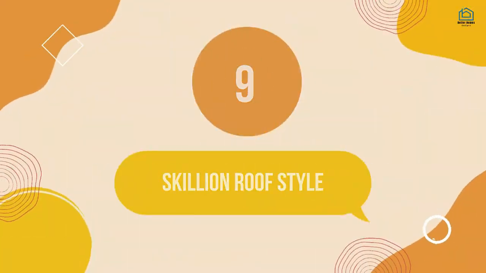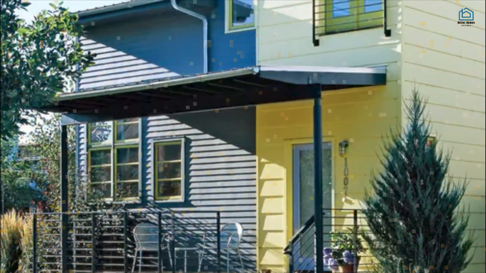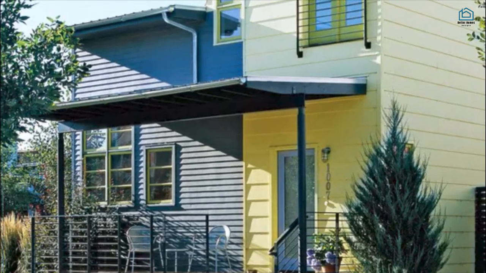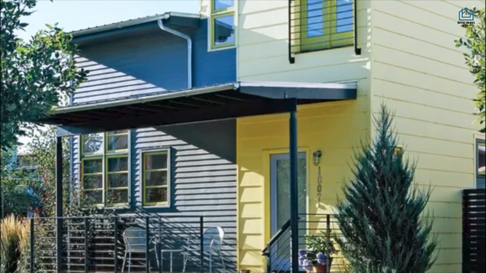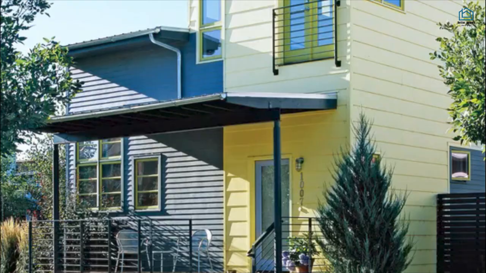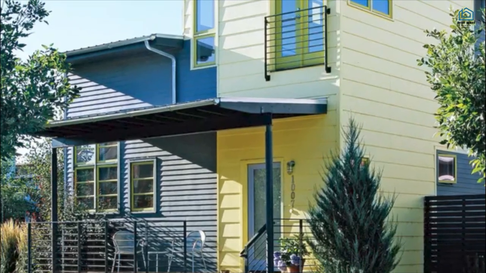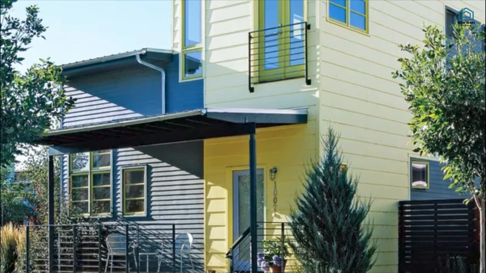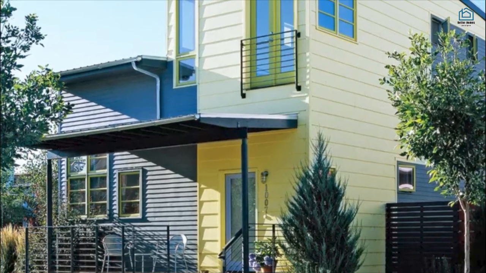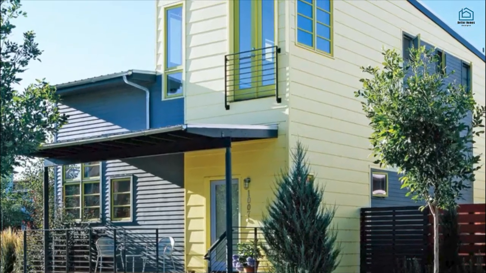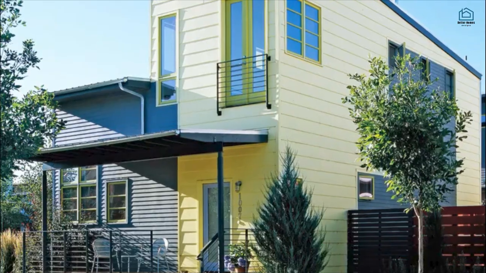9. Skillion roof style. Skillion roofs, also known as lean-tos, slope in just one direction, forming unique dramatic angles. They can be used in specific roof areas or across an entire structure for a bold contemporary exterior. Skillion roofs often incorporate various angles for a dynamic appearance. Their steep pitch makes them ideal in areas with substantial rain or snow, since they ensure quick runoff.